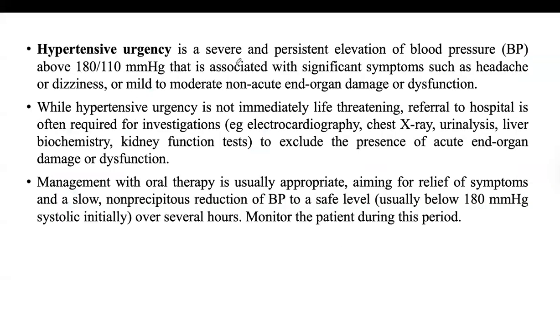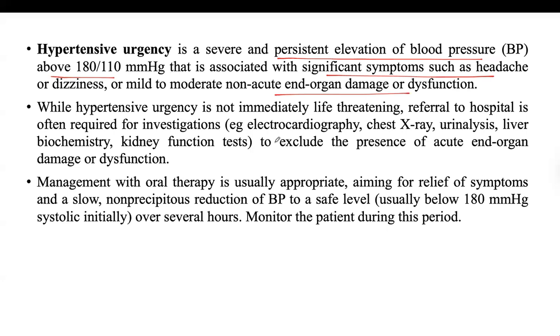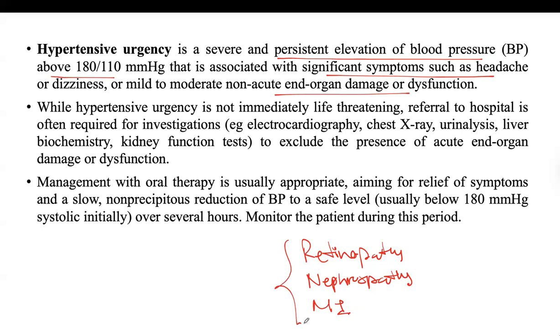So hypertensive urgency is a severe persistent blood pressure above 180/110 associated with significant symptoms such as headache or dizziness, with mild to moderate end organ damage. End organ damage usually means hypertensive retinopathy, then hypertensive nephropathy, or if they have a heart attack like myocardial infarction. So these are all end organ damage.